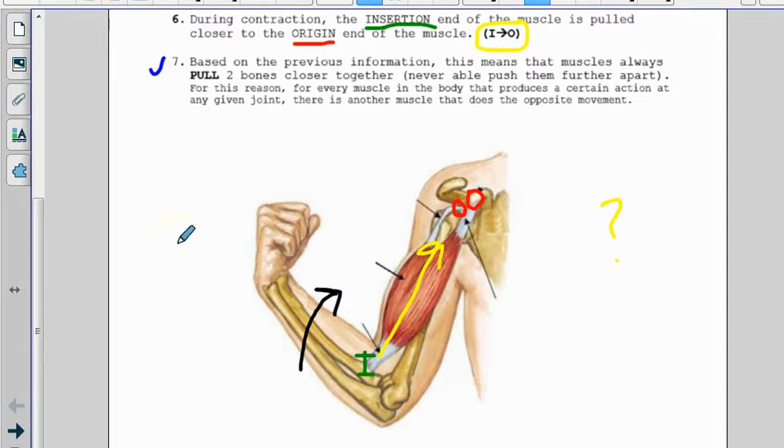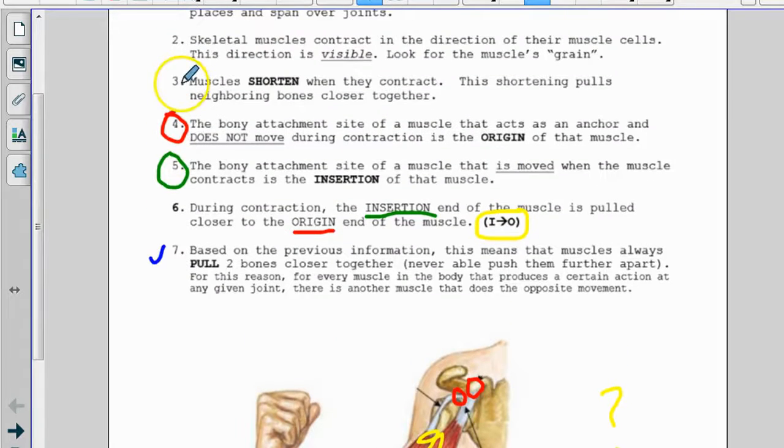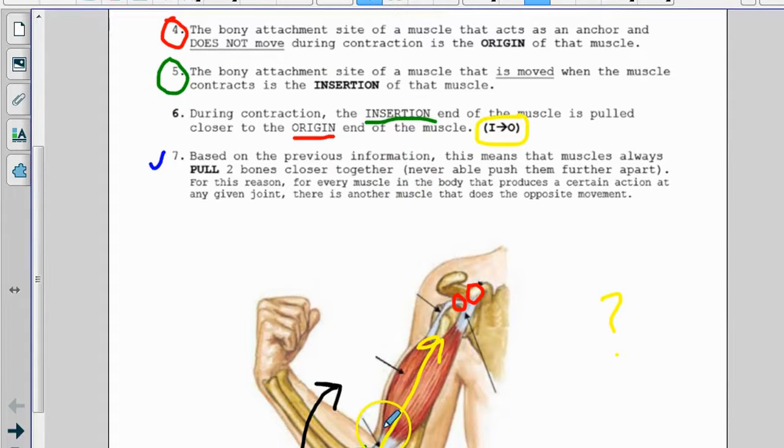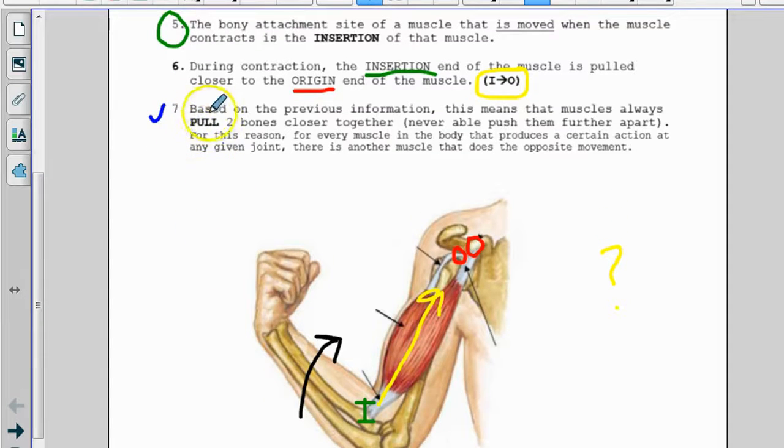The answer is no, for a couple reasons. First of all, that would break rule number 3: muscles shorten when they contract. If this muscle was going to push these two bones apart, it would have to get longer. So definitely not. Number 6, it also breaks this rule as well. If this muscle was going to extend the elbow, that would mean that the I would get further from the O, and that's not how it works. And then it breaks rule number 7, muscles can only pull. This would be pushing these two bones apart. So how do you extend the elbow? It's with an opposing muscle that sits posterior to these joints on the back of the arm, known as the triceps.